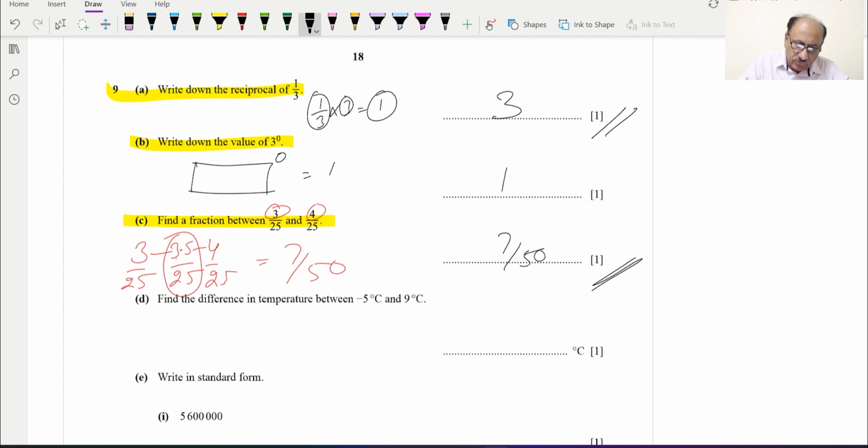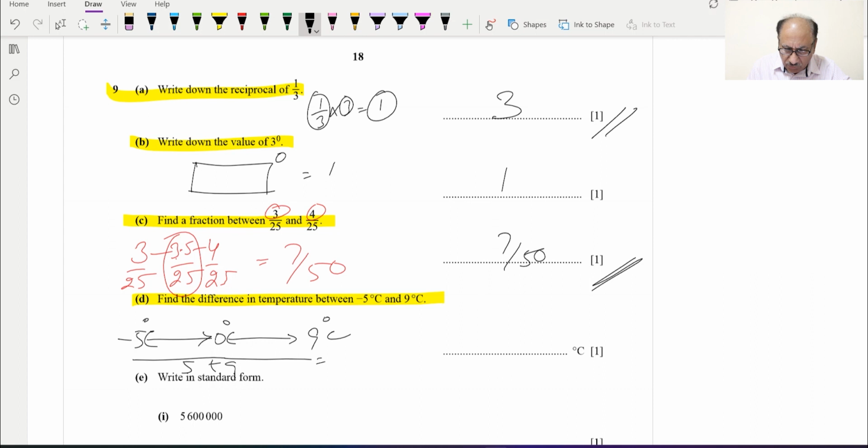Hopefully you understood this. Next is find the difference in temperature between -5 and 9. We have to start from -5 and reach 0, and then from 0 to 9 degrees Celsius. This is how we are checking. So this will be 5 units, this will be 9 units. So 5 plus 9 will be equal to 14 units. So 14 degrees Celsius is the answer for 1 mark.